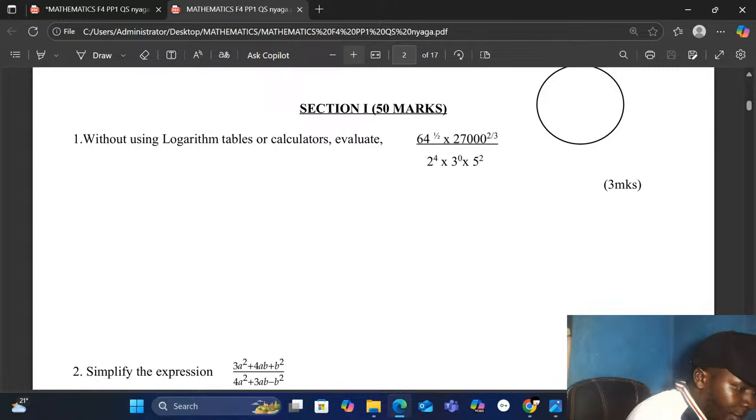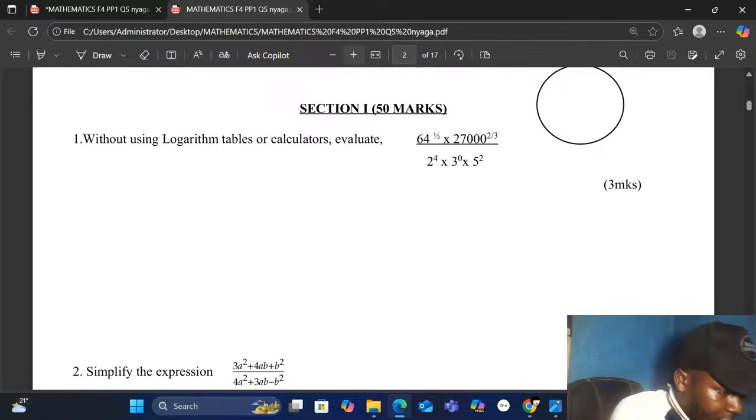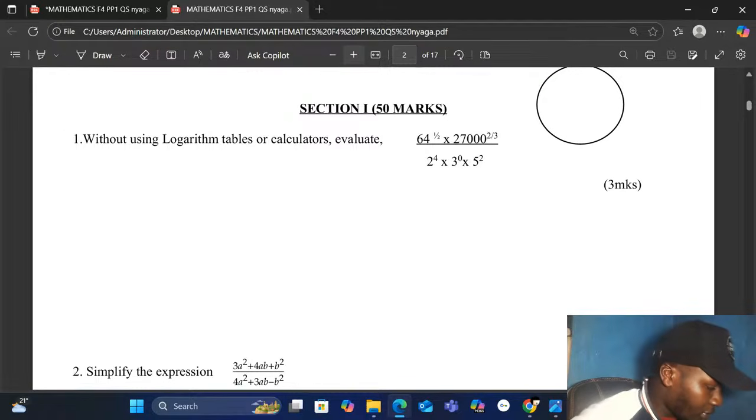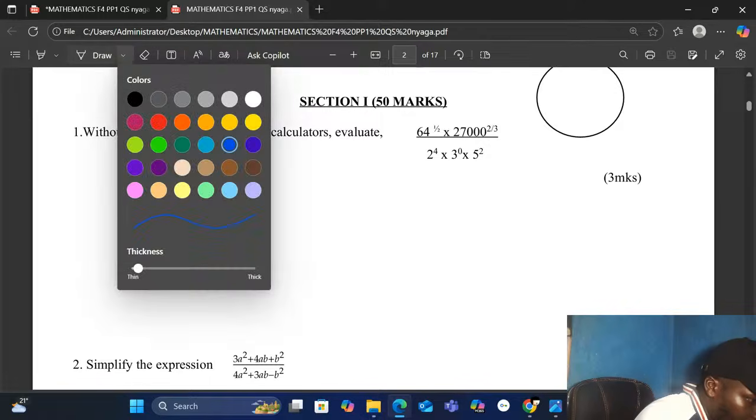Now, we have 64 power half times 27,000 power 2 over 3, then we divide by 2 power 4 times 3 power 0 times 5 power 2. Now, we know that 64 power half is the same as the square root of 64. So you look for the square root of 64.